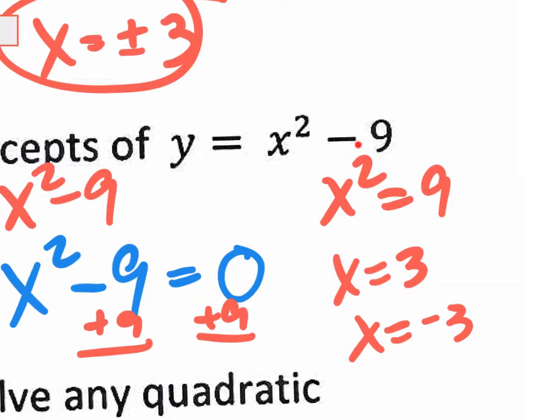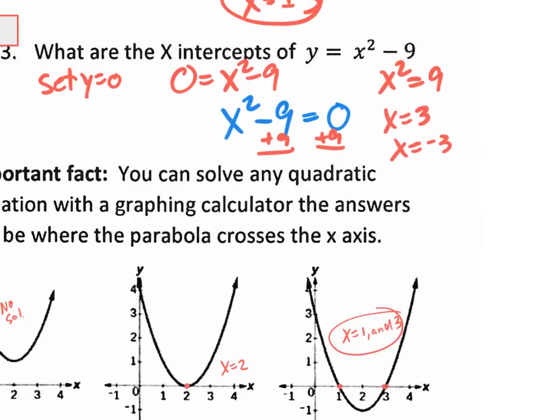Y equals x squared minus 9. If I would have graphed it, where would the parabola cross the x-axis? At 3 and also at negative 3. Okay, so it's all related. Graphing, solving, it's all related. And you could solve by graphing and looking at your x-intercept values.